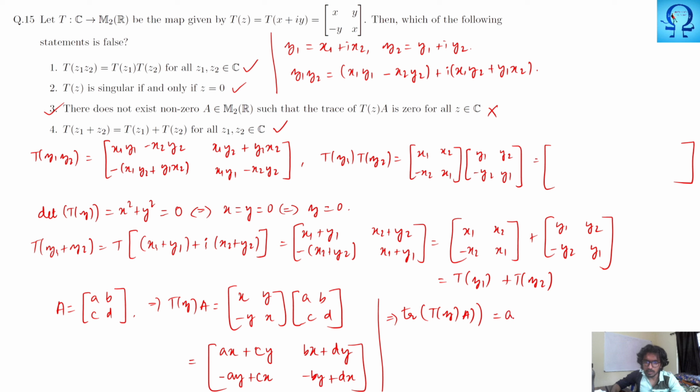From this, if you find the trace of that, you would have AX plus CY minus AY plus DX. If you take X as a common factor, you would have (A plus D) of X plus (C minus B) of Y. So we should have this to be equal to 0.